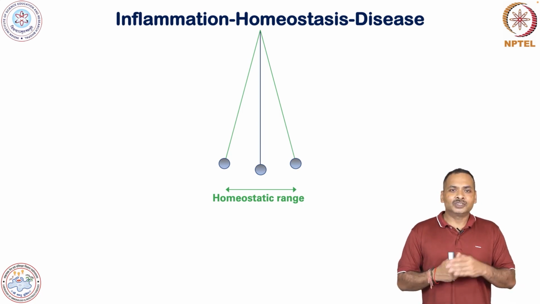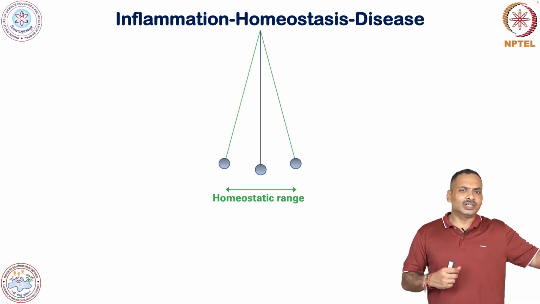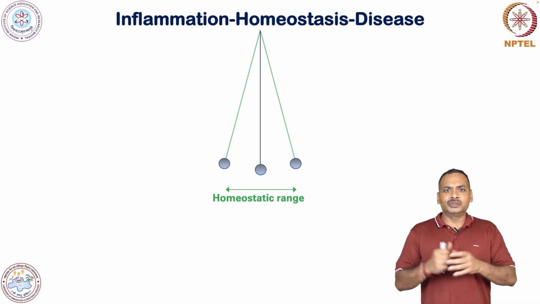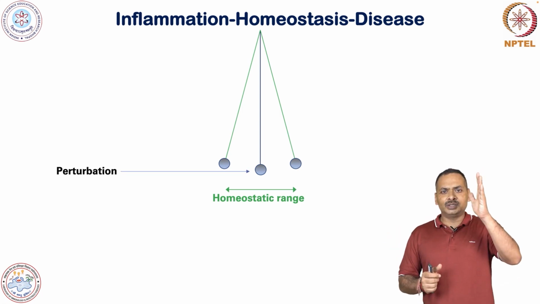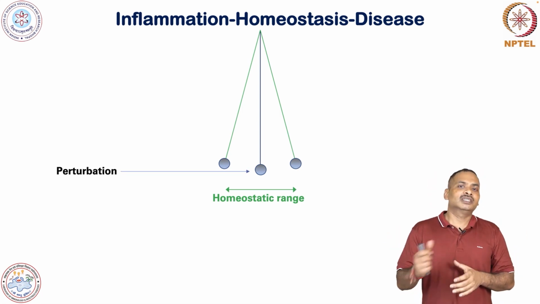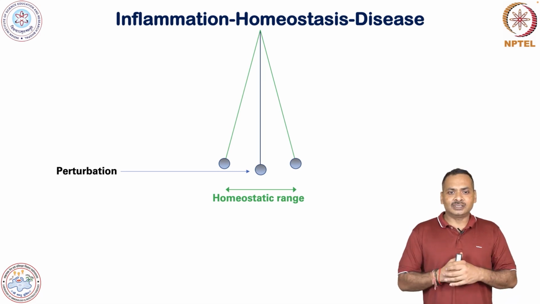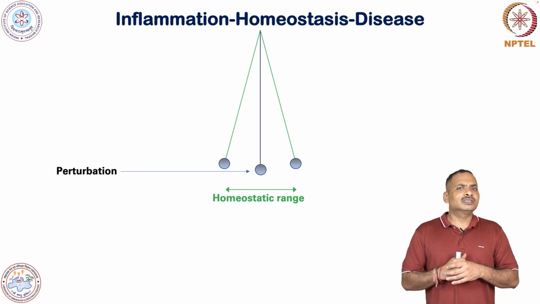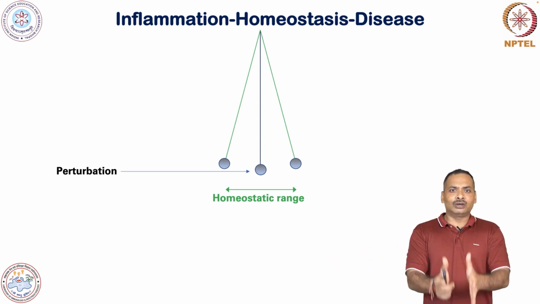homeostatic range. There is a perturbation by, say, infection or injury or whatever, and this perturbation will push the normal homeostasis to the end, but that will be within a range. It's acute, and soon it will come down, and then the individual or the host will feel better. So, this is within a homeostatic range, but there is some situation in which the inflammation keeps on persisting, and then it's very difficult to bring it back to the normal situation.